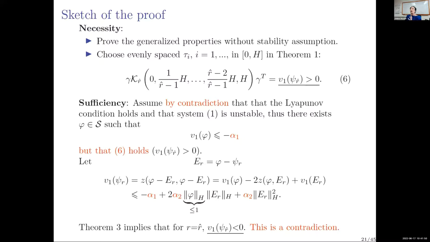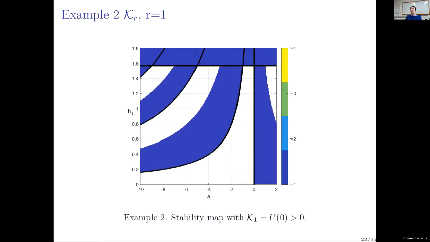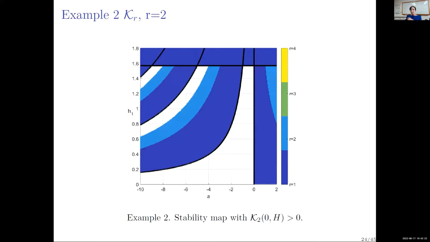So we find that if R is large enough, and R is finite, we can compute it. It will give me necessary and sufficient stability conditions. Well, here is a little example. Again, I try to increase R. As we can see, as I increase R, I exclude the instability region. And we arrive at R equal to 4. After that, there's no progress. We know that this is the stability region.